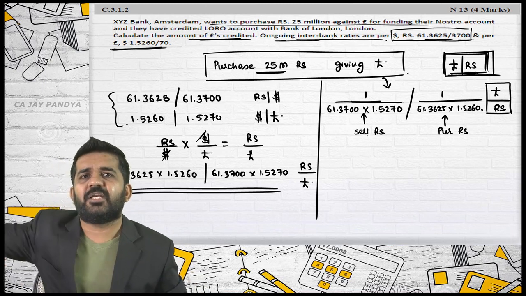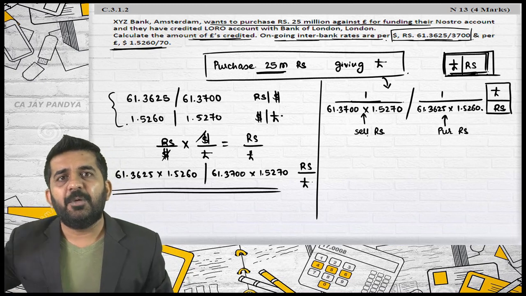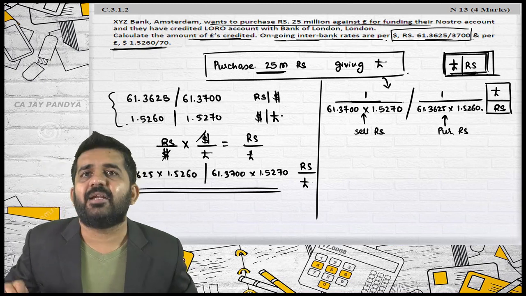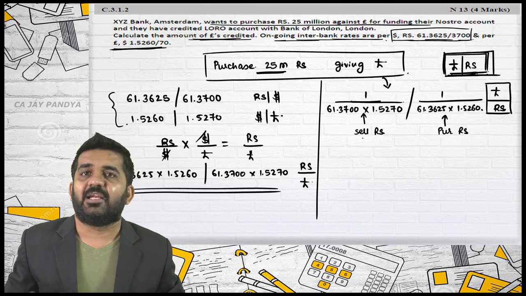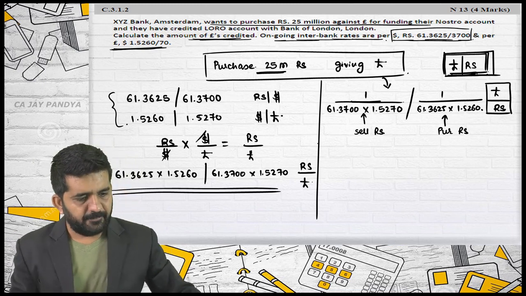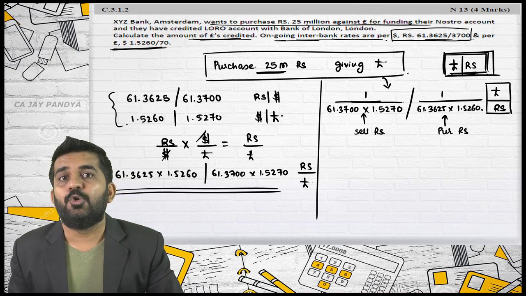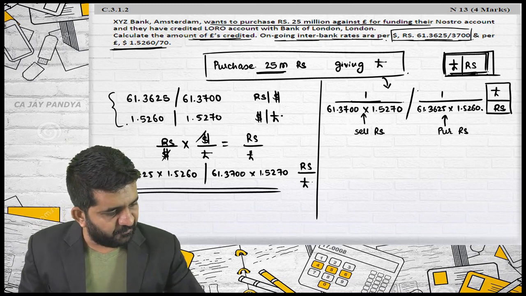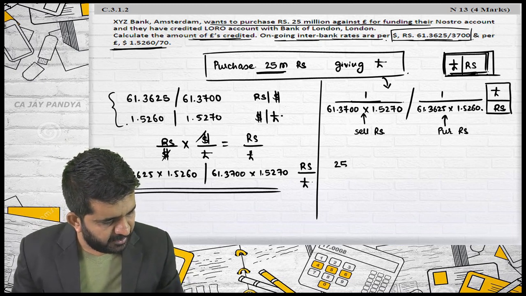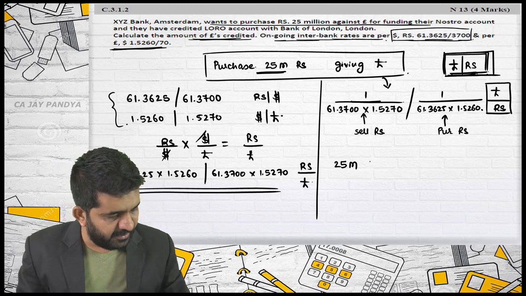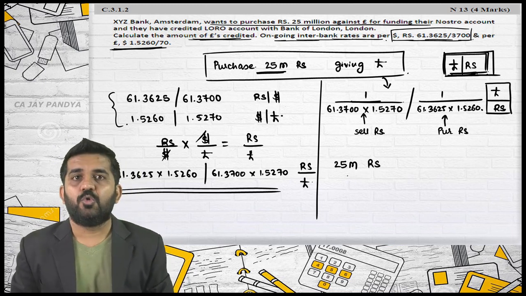You just need to understand that you are staying in Amsterdam. Rupees is a foreign currency. This is the rate at which you can purchase rupees, and this is the rate at which you can sell rupees. Is it alright? You want to purchase or sell? You want to purchase 25 million rupees.